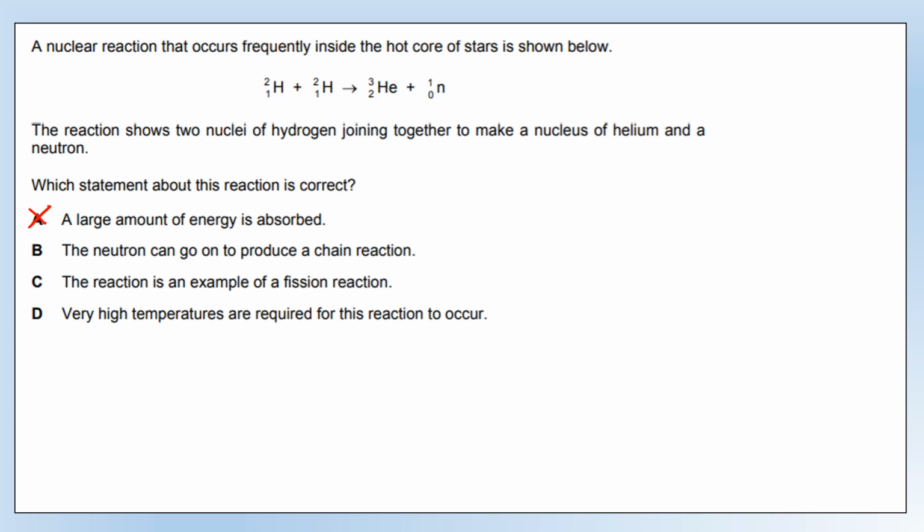The neutron to go on produce a chain reaction. No, that's mixing it up with induced fission. This is an example of a fission reaction. No, it isn't. It's fusion. Very high temperatures are required for this to occur. Yes, it is, because we need to get the hydrogen to very high kinetic energy, so it's able to do work against the repulsion between those two ions.